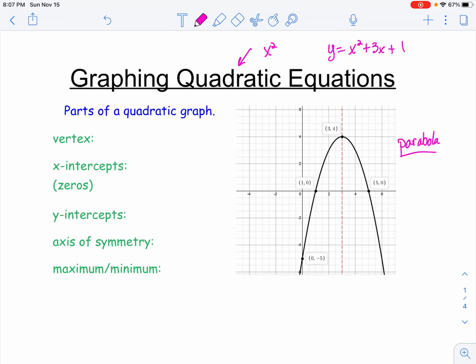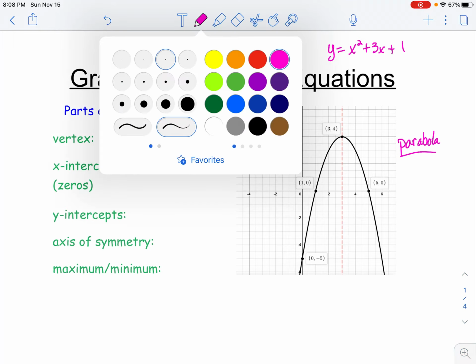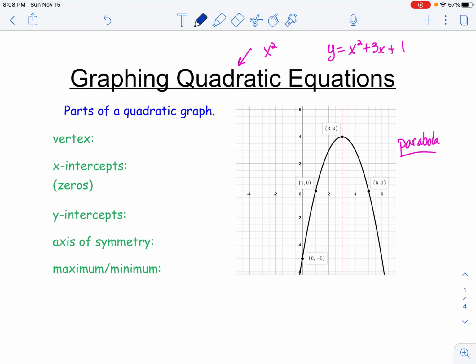A parabola is a graph of a quadratic equation, and it's U-shaped. It's always going to look something like this. This one happens to be upside down. Some graphs are going to be downward facing like this, and some are going to be upward facing. So let's talk about all the different parts of this parabola.